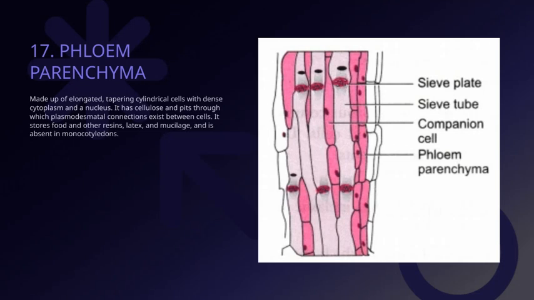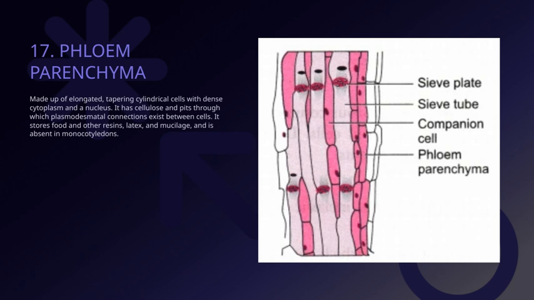Now, let's take a closer look at phloem parenchyma. These cells are made up of elongated, tapering cylindrical cells that have dense cytoplasm and a nucleus. They play a crucial role in the storage and transport of various substances within the plant. You'll notice that these cells contain cellulose and have pits, which are essential because they allow for plasmodesmatal connections between neighboring cells. These connections facilitate communication and transport of materials across cells.